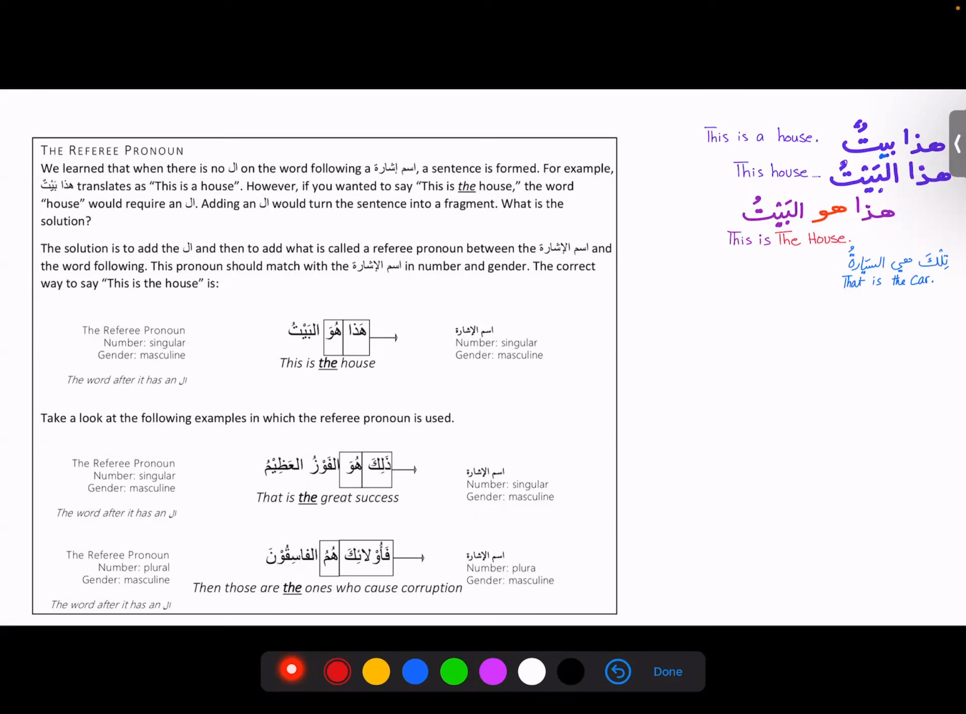Now it is making a sentence. Without huwa, it's not a sentence. Without huwa, it is a fragment. Okay, this is the whole idea I'm explaining over here.